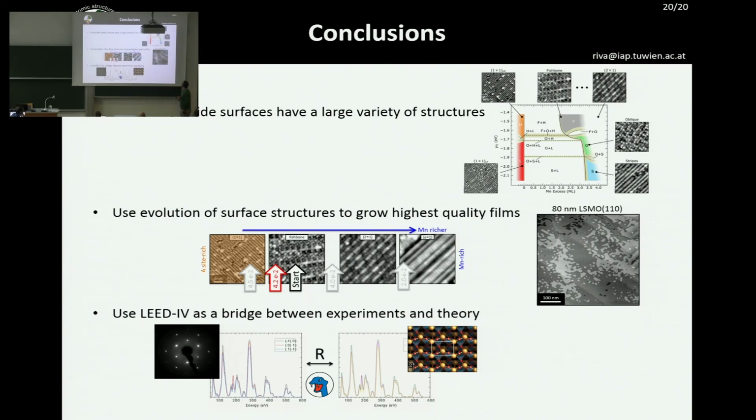I more or less wanted to tell you that perovskite oxide surface is a mess. There's a lot of surface structures. Luckily, we now think we have a handle. We know a bit how to control these surface structures. We understand a bit more about this surface structure. We can use this surface structure to grow nice films. But what we are still missing is good models, and here TACO is going to be a huge help for us.